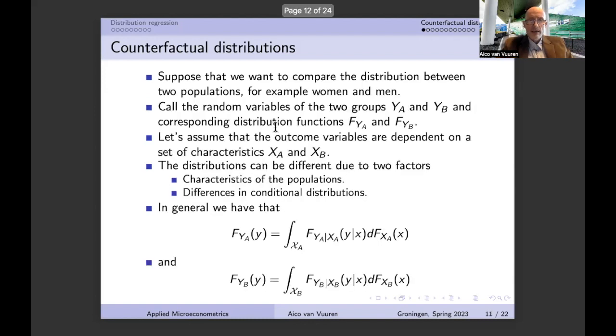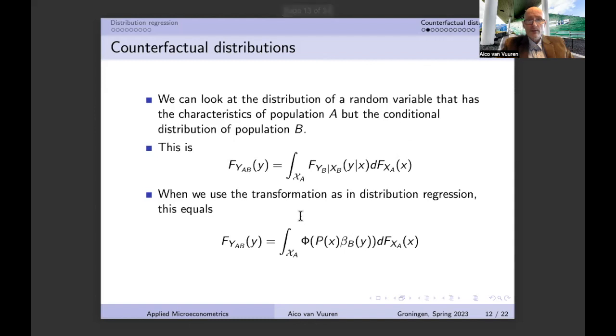Well, based on the law of iterated probability, we can construct such a counterfactual population, something that we of course do not observe. Let's call that population the AB population, and Y_AB is now going to be the outcome variable for that AB population. So the distribution is this F_Y_AB that we have over here.